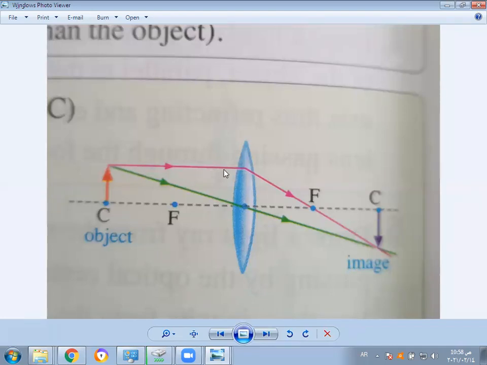This is the first light ray, parallel to the principal axis. It emerges passing through the focus. Then the second light ray passes through the optical center. It emerges without refraction. This point of intersection is the position of the image. So the image is equal to the object.